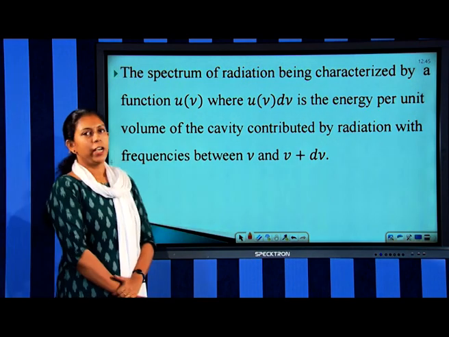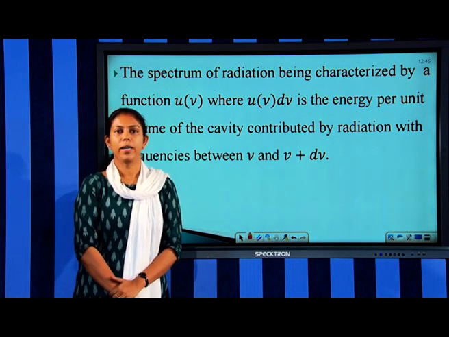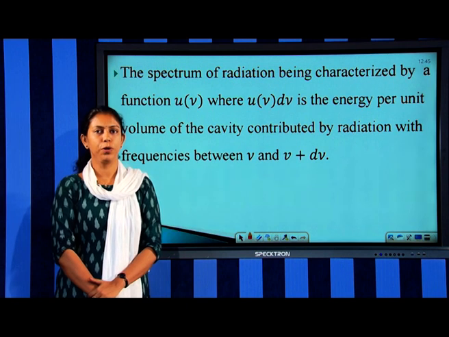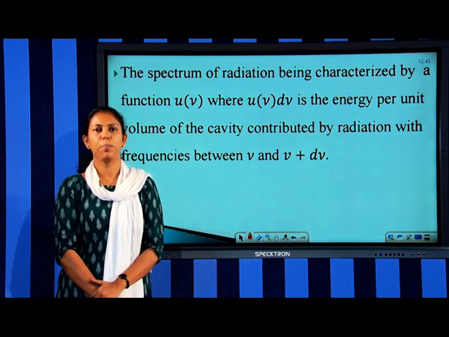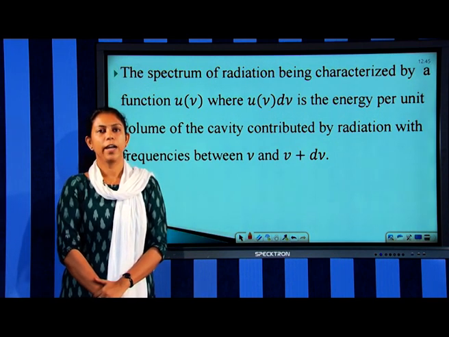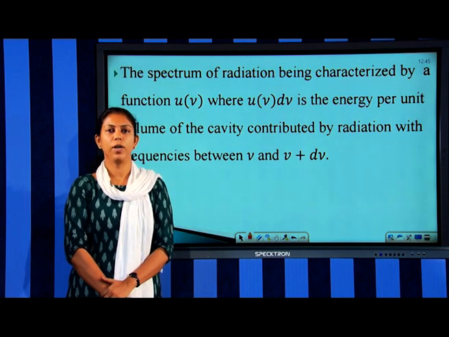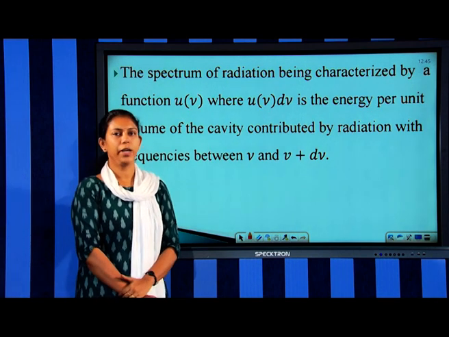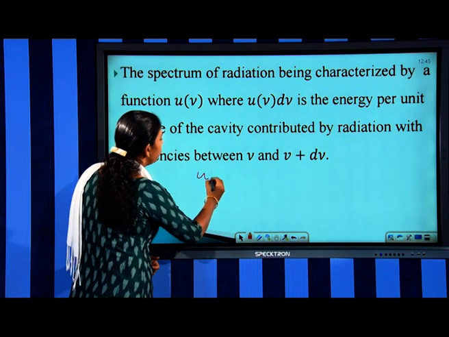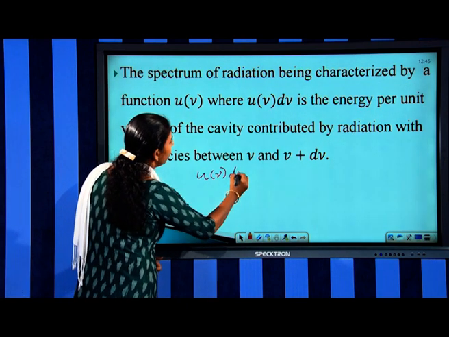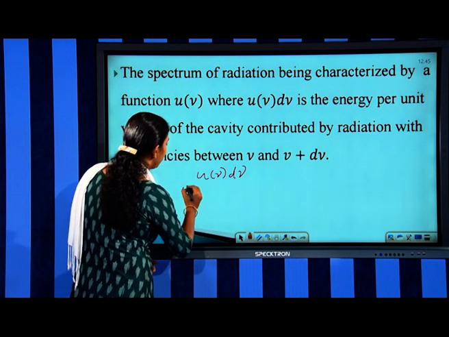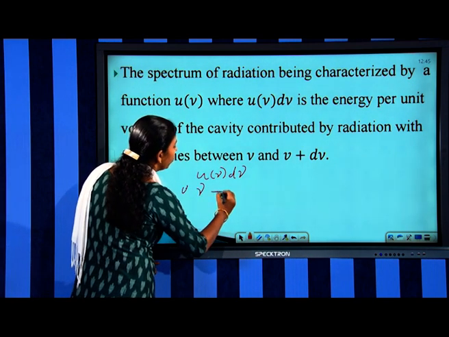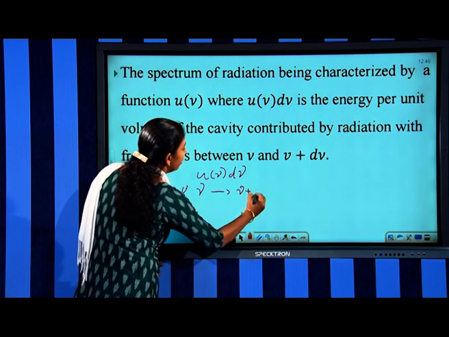The spectrum of radiation is characterized by a function u of nu, where u of nu d nu is the energy per unit volume of the cavity contributed by radiation with frequencies between nu and nu plus d nu. Here u of nu d nu represents the energy per unit volume of the cavity between the frequency limits nu and nu plus d nu.